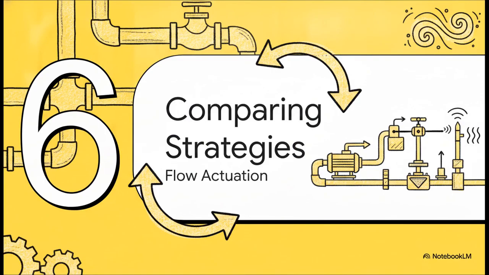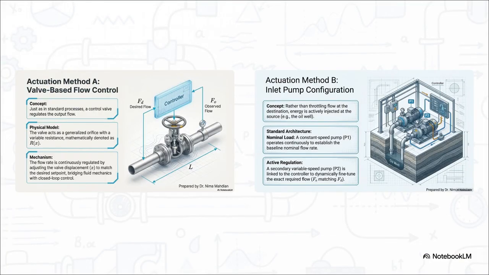Section 6, Comparing Flow Actuation Strategies. To conclude our academic journey today, let's bring all of these complex concepts together. By placing these two engineering methods side by side, we can clearly visualize the conceptual bridge we've crossed today. On the left, we're regulating output via physical resistance at the destination point, while on the right, we're actively adding precise amounts of energy at the source. Both achieve flow control, for sure, but through vastly different energetic and physical means.